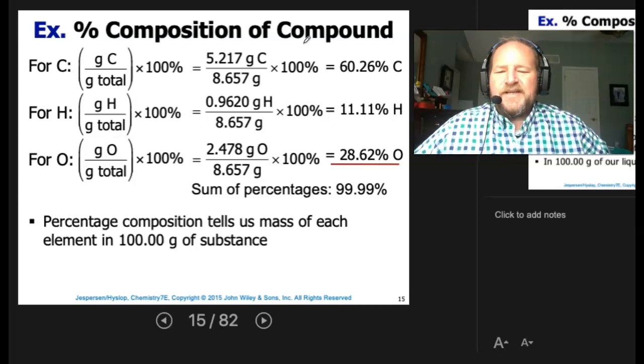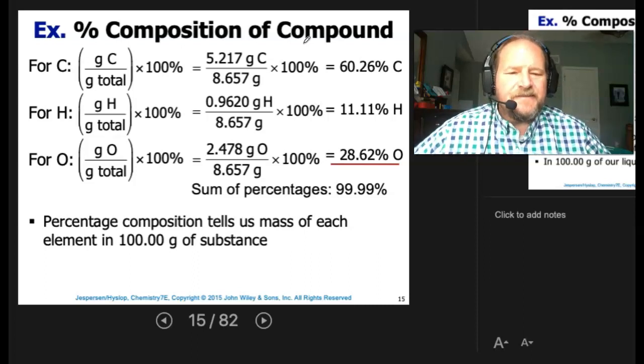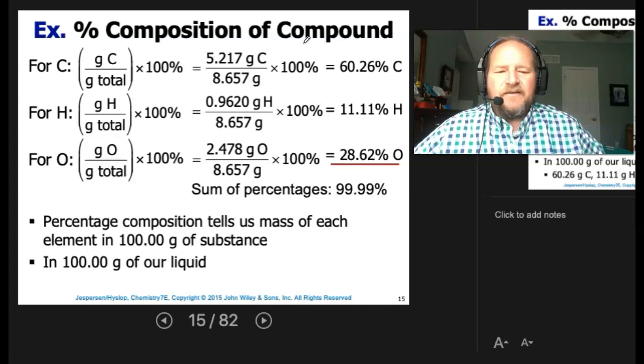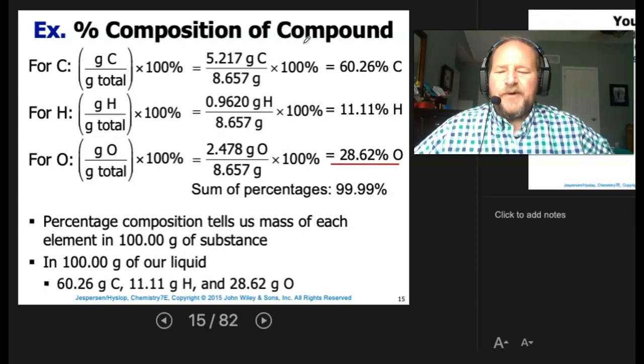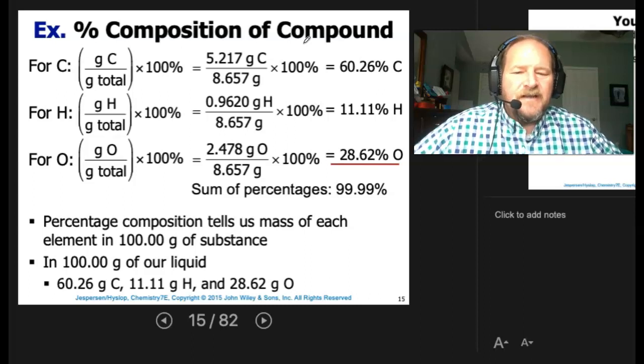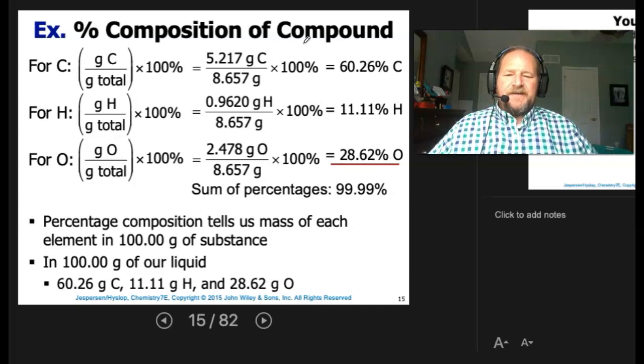All right, percentage composition tells us the mass of each element in 100 grams of substance. So in 100 grams of our liquid then, we can now look at the percentages and say we have 60.26 grams of carbon, 11.11 grams of hydrogen, and 28.62 grams of oxygen.